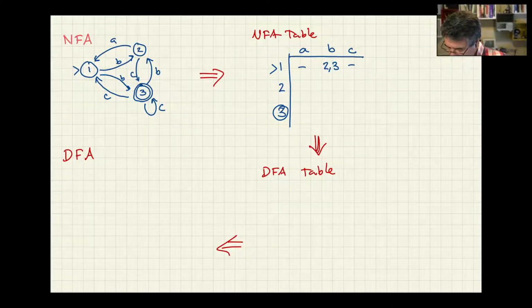Okay, let's do this again for state number 2. So if we're on state number 2 and we see an A, there's an A leading back to 1. And then if we're on 2 and we follow a B transition, I don't see any, so I'll put a blank. And then finally 2 on a C takes us to 3.